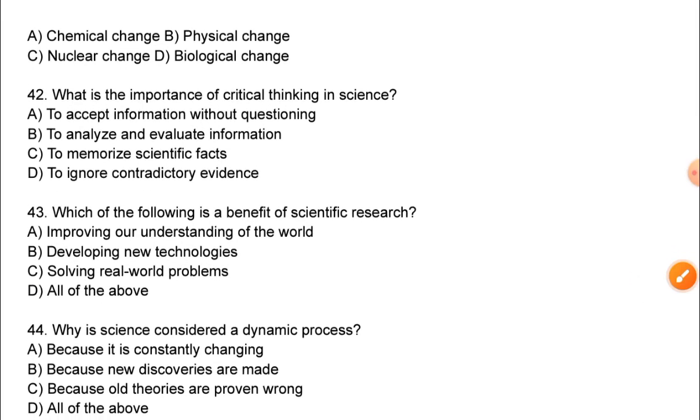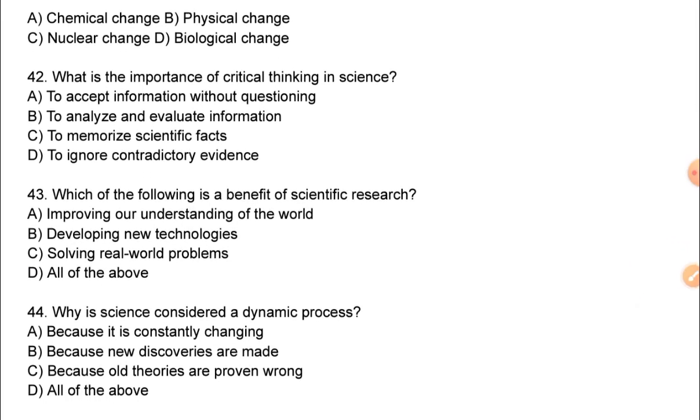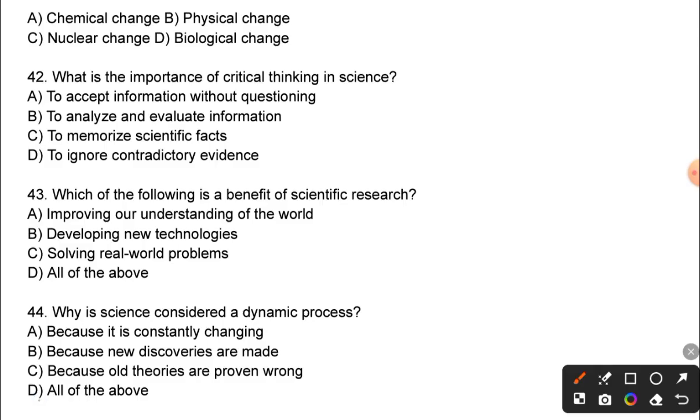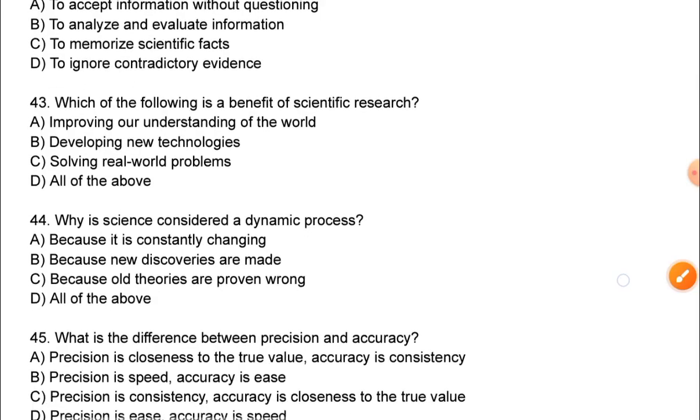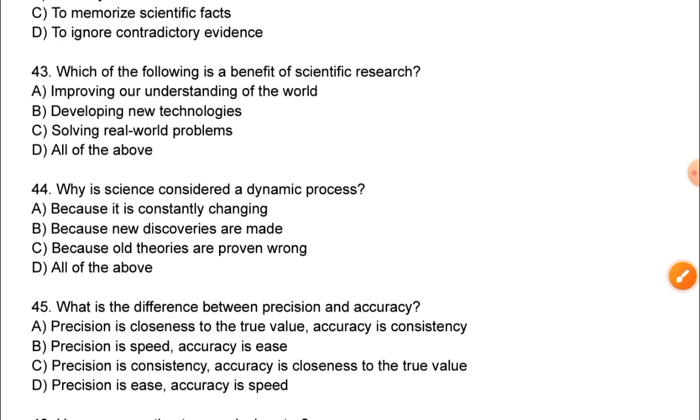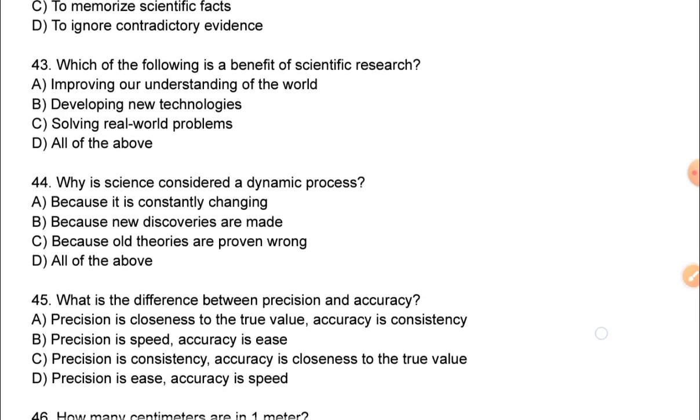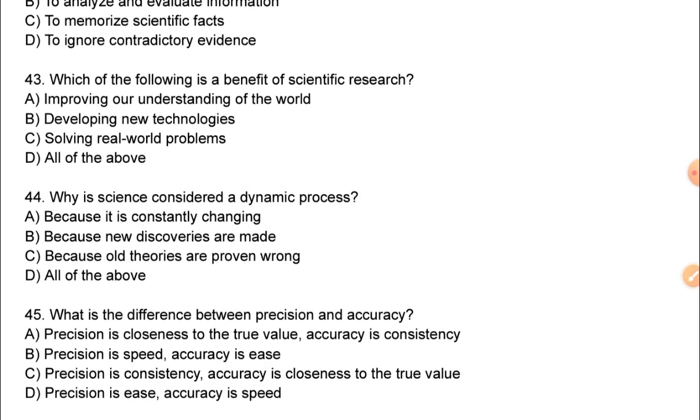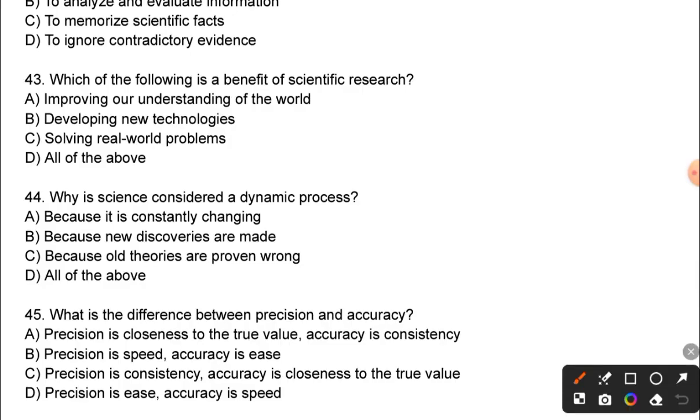44. Why is science considered a dynamic process? Because it's constantly changing, because new discoveries are made, because old theories are found wrong. Yes, it's possible. So 44, the answer is D. All of the above. 45. What's the difference between precision and accuracy? Precision is consistency, accuracy is closeness to the true value. So 45, our answer is C.